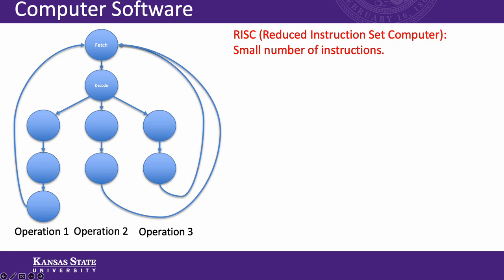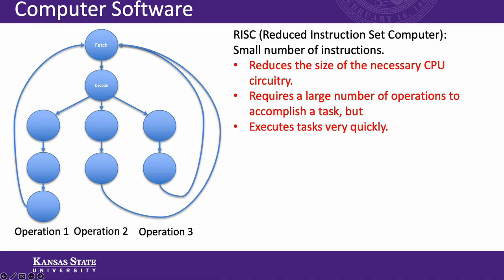That type of design is called RISC, which is Reduced Instruction Set Computer. With this design method, the physical size of the necessary CPU circuitry and components is reduced. So you want to think about building a state machine, and I've got the state diagram here to the left. The fewer states you have, or the fewer paths, the fewer number of operations you have, you can imagine would make a smaller state machine when you try to build this thing. And yes, a RISC requires a large number of operations to accomplish a task, because you have a fewer number of operations to select from, but each executes very quickly since the circuitry is simple. So tasks can be executed very quickly.